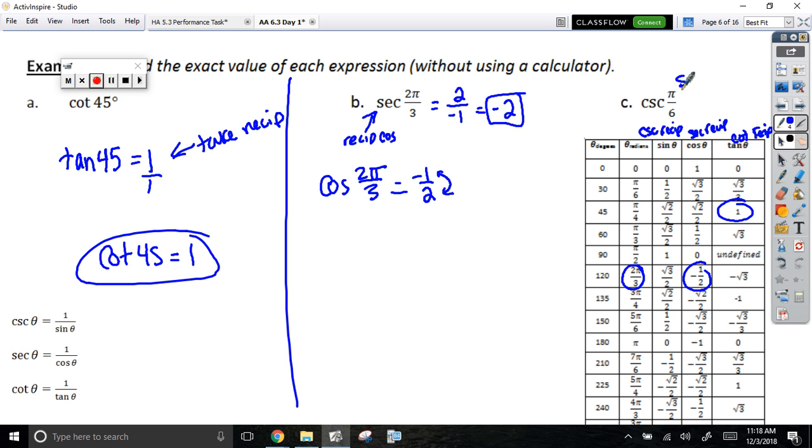reciprocal of the sine. So I'll find the sine first. Pi sixths sine. It's 1/2. And then we take the reciprocal of that, which will be 2/1. So my answer is 2.